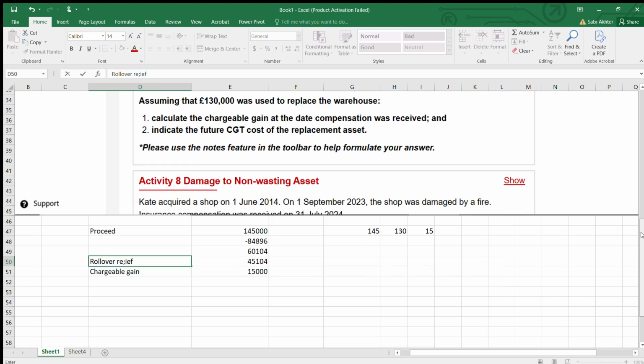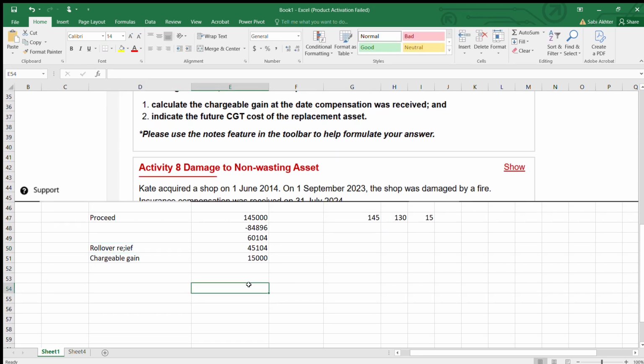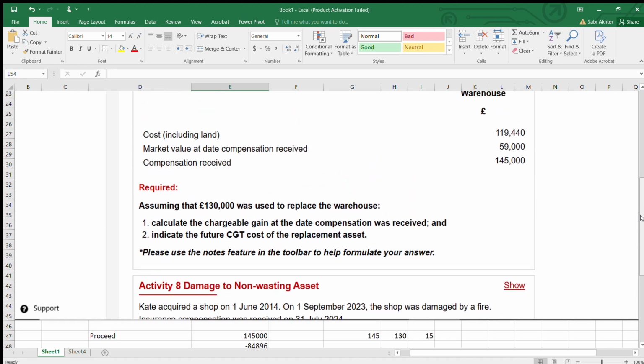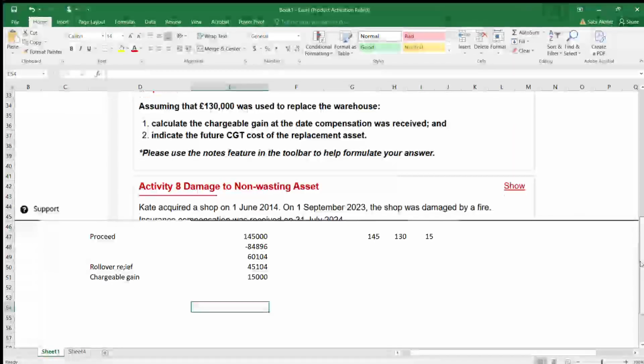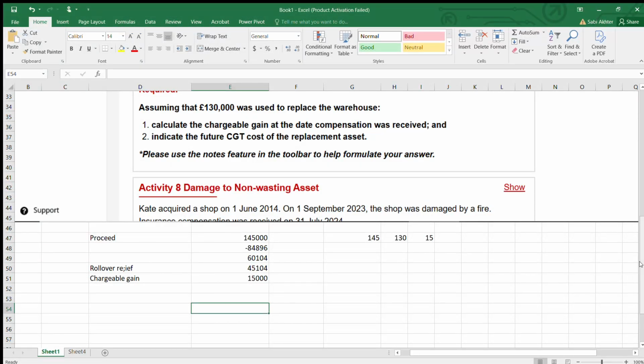Second, future CGT cost. So future CGT cost, where you are writing, what is your cost? 130,000 you used to replace, right? 130,000. From here you will deduct this rolled over relief, minus this. So if you take the sum function, it is this.